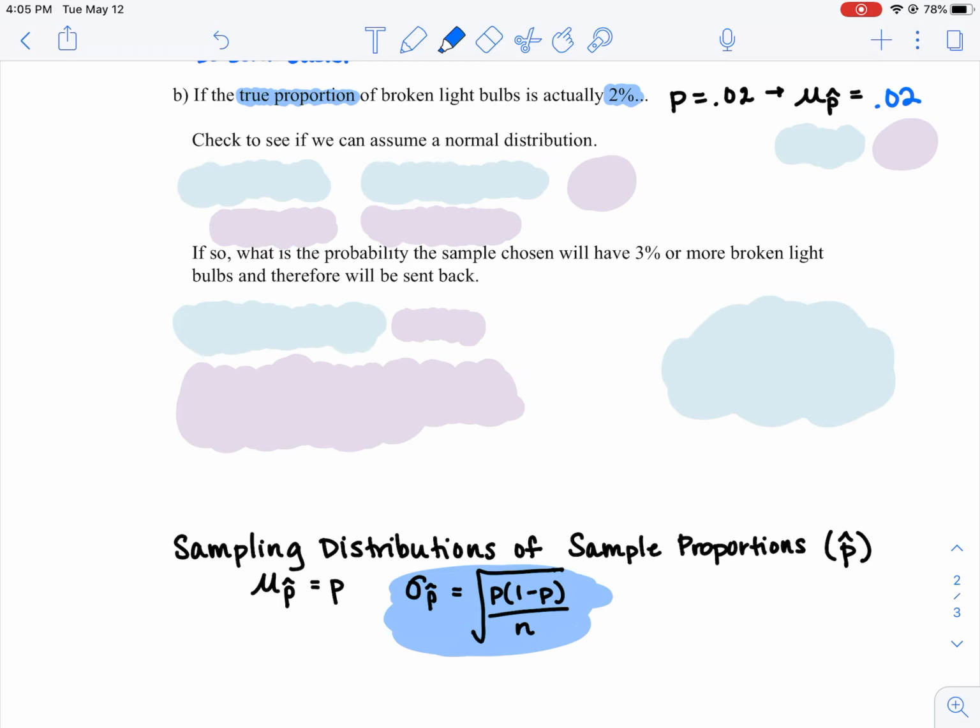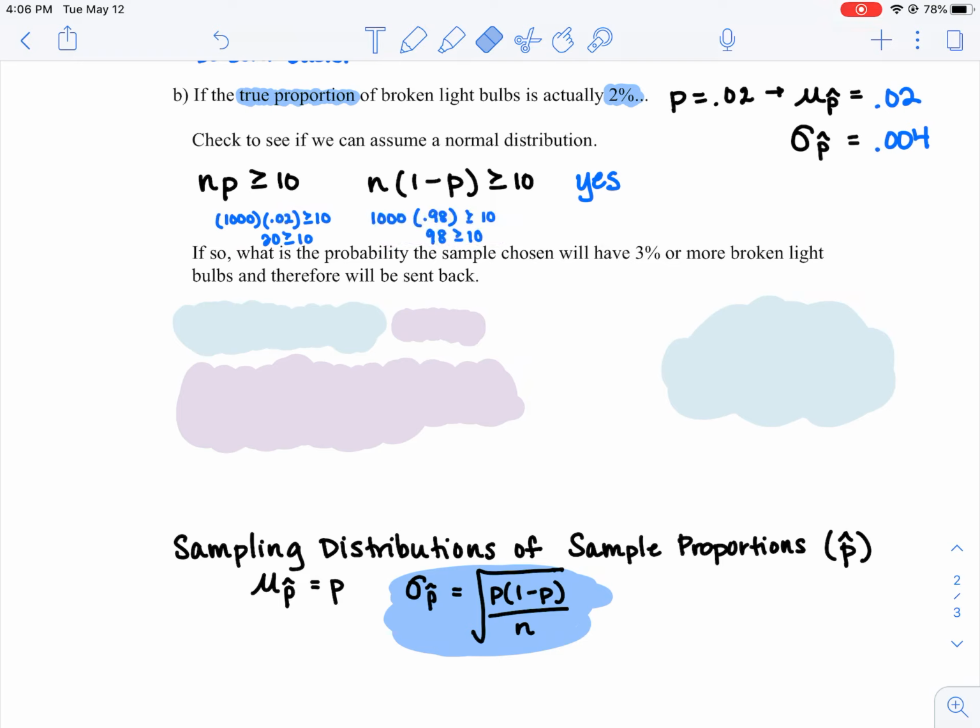What would the standard deviation be? Go ahead and calculate that now. And we get 0.004. So if we're changing the true proportion in these examples, we need to change the standard deviation because we have different values to put into this formula. All right, we have to check to see if it's a normal distribution or else we can't figure out our probabilities. So go ahead right now, check that for me and answer. Is it a normal distribution? Yes or no? Yes, because 1,000 times 0.02 is greater than 10 and 1,000 times 0.98 is greater than 10.